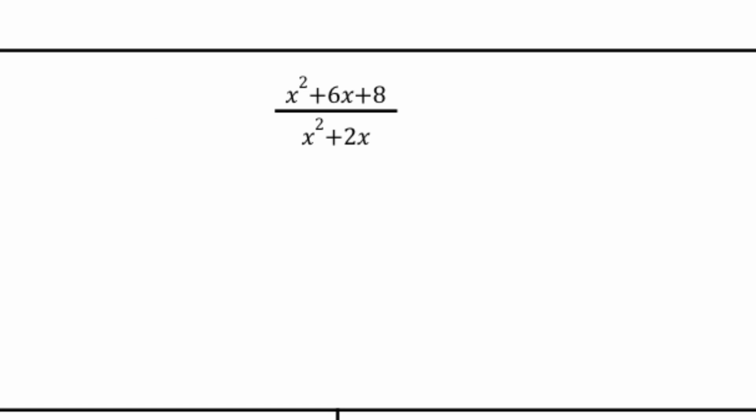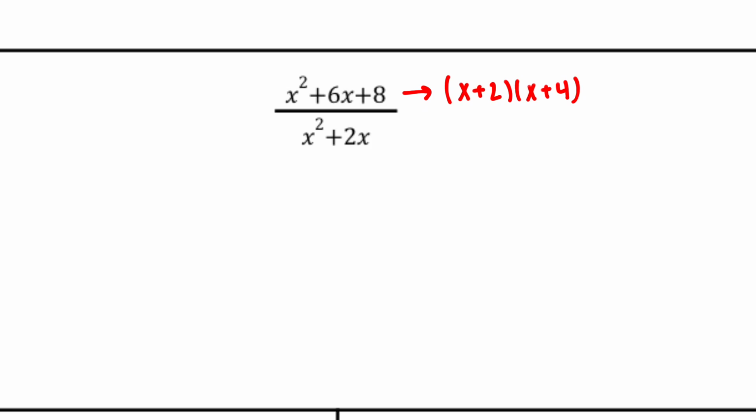So what I'm going to do first is factor the top and the bottom. The numerator factors into x plus 2 times x plus 4. I needed factors of 8 that added up to 6. So 2 plus 4 gave me the 6, and 2 times 4 gave me the positive 8.